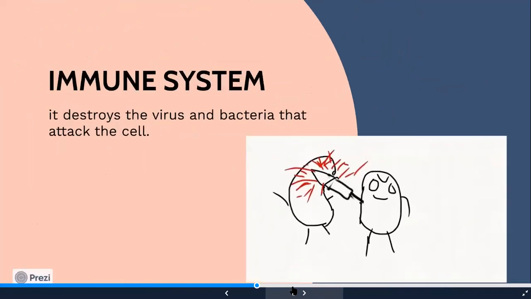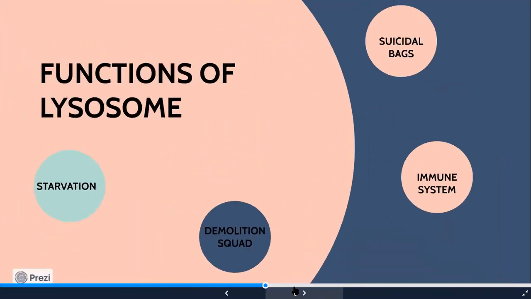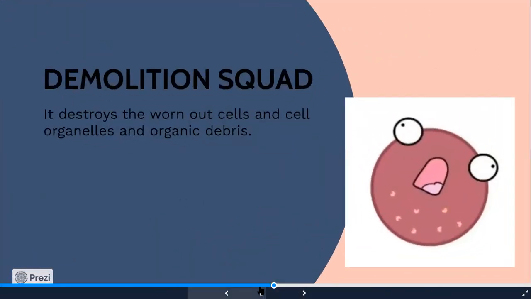Then the immune system: it destroys the virus and bacteria that attack the cell. We all know that viruses and bacteria attack a particular cell, and if they do, we may get an infection. So lysosome helps in protecting against that dysfunction in our body.